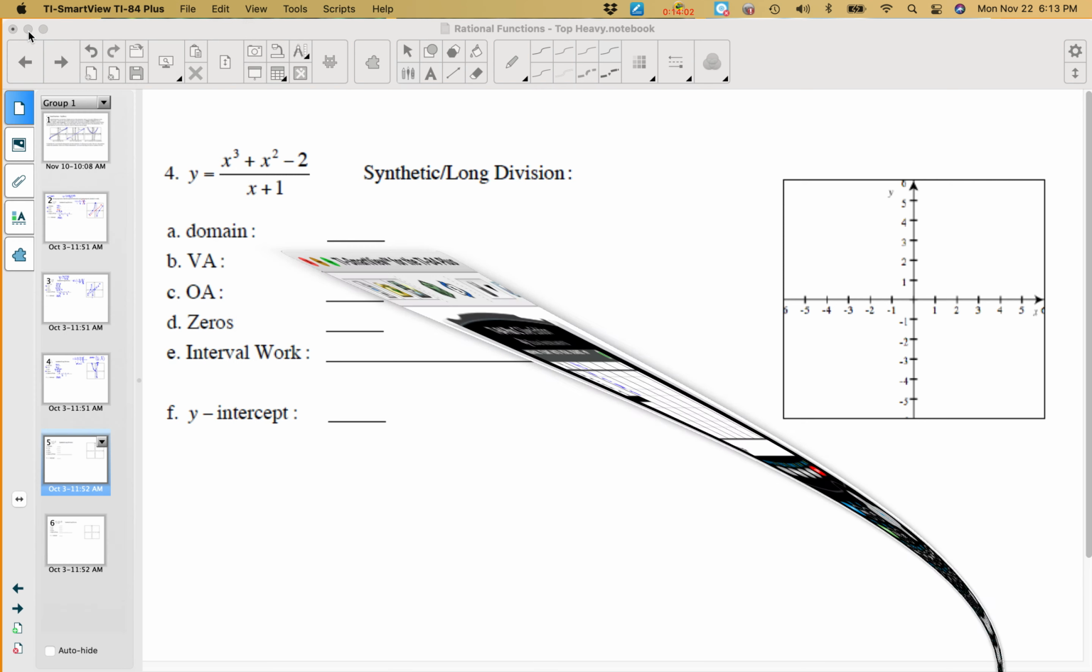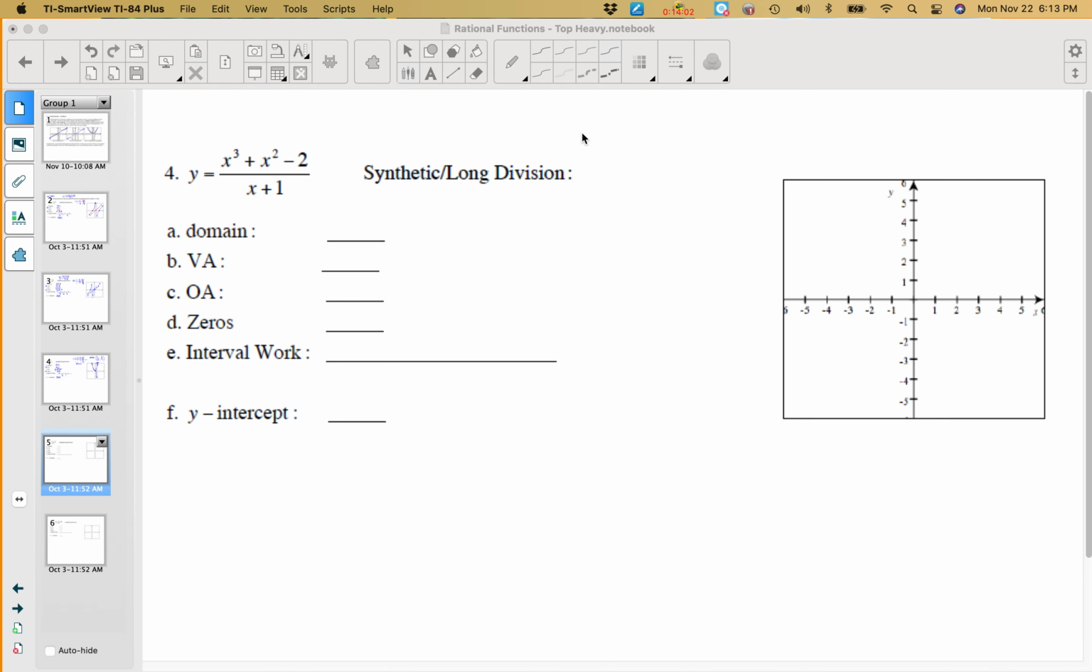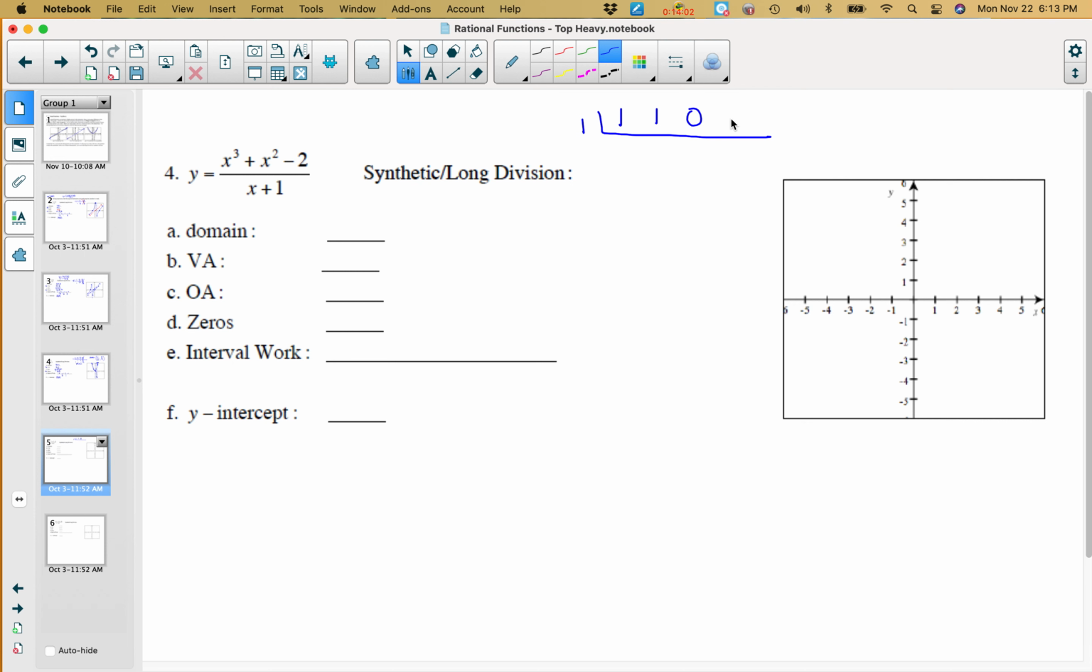So we're going to do synthetic division with a 1. Now notice I'm just working on my numerator right now. So we have 1x cubed, 1x squared, 0x, and a -2. And this time we do care about the remainder. We want it to be 0. I mean, we know it's going to be.